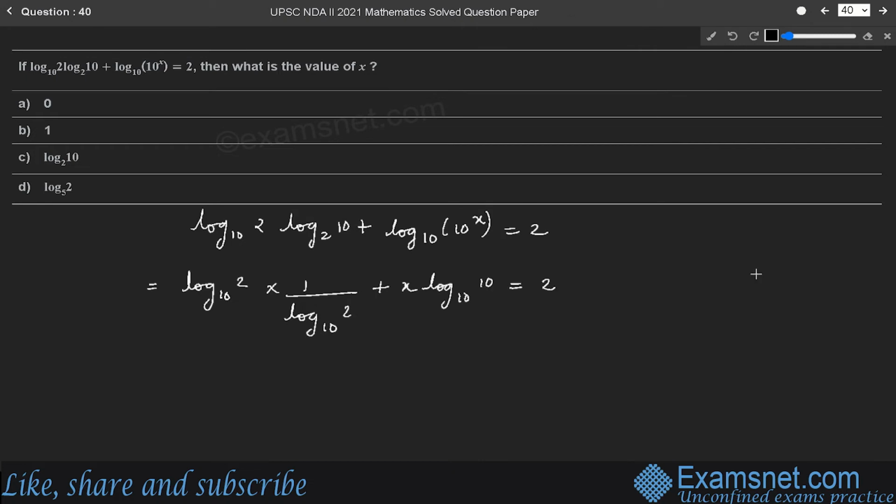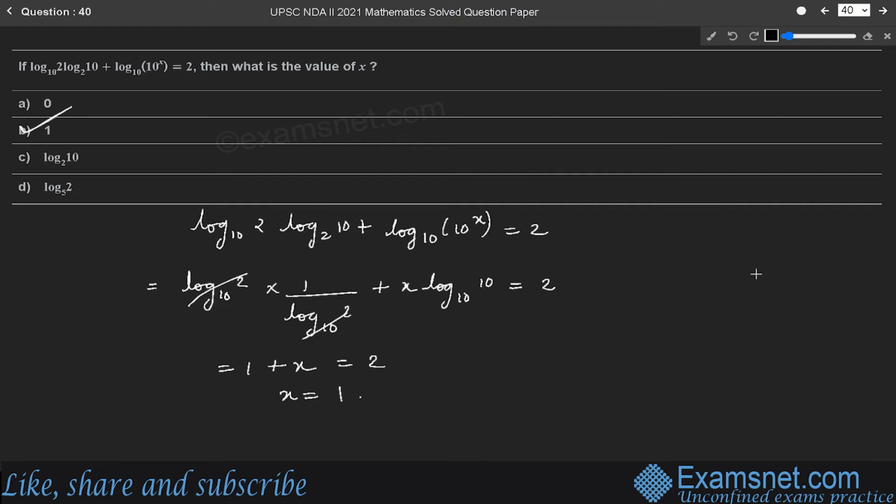We know that log m to the power n is n log m. So this will be cancelled. So it will be 1 plus x, because log base 10 of 10 is equal to 1. So 1 plus x is equal to 2. So we can say that x is equal to 1. This is the value of x for the given expression, which is 1. Therefore, we can say that the correct option is option B here, which is 1.